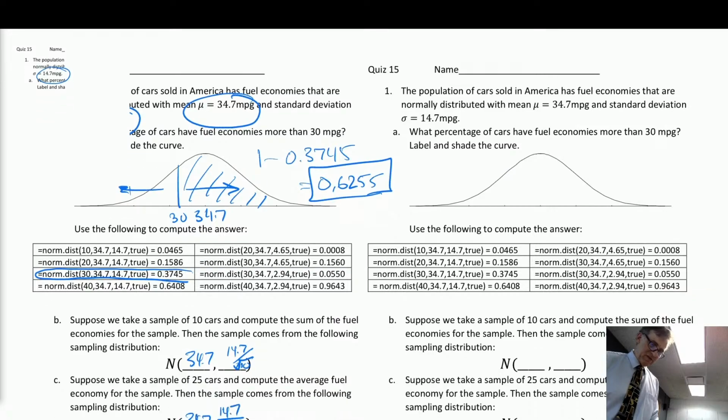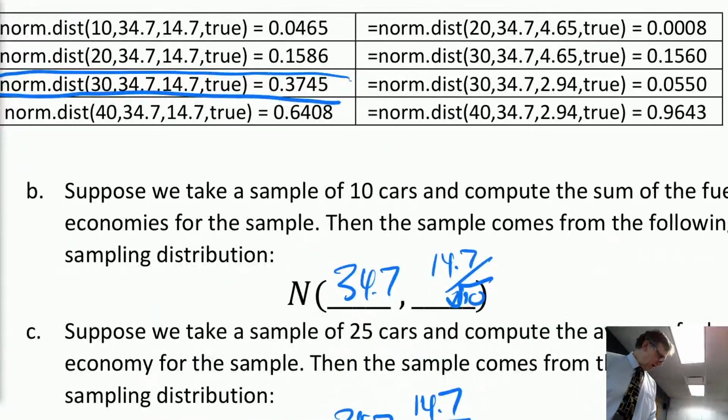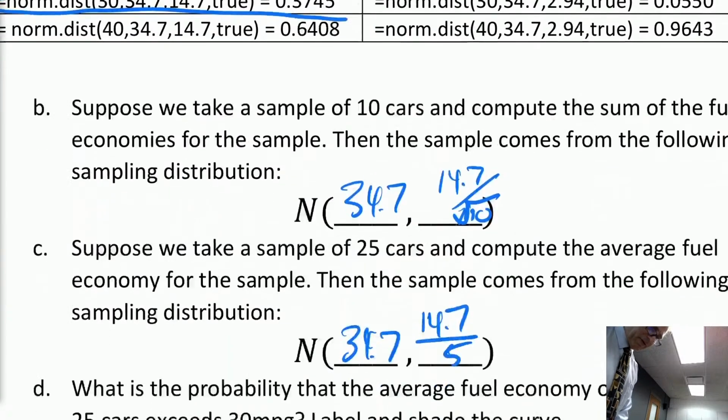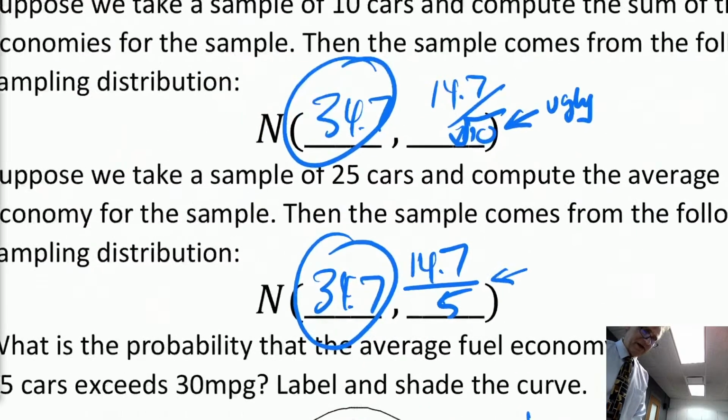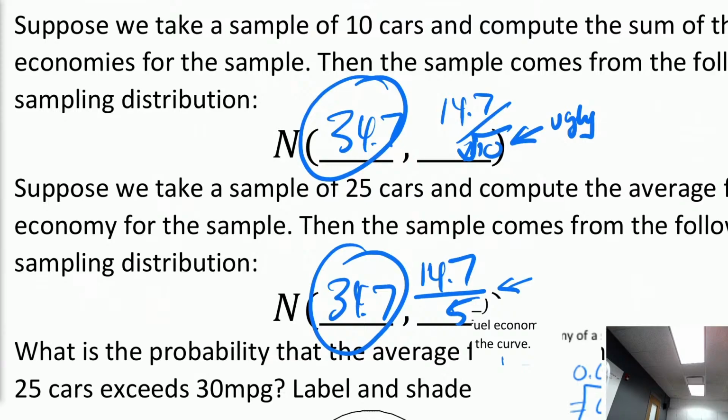Okay, so for the next two, this is 34.7 because the mean of a sampling distribution is the same as the mean for the population. So the 34.7 I put there in both of those slots, and then the standard deviation changes by the square root of n. So here I divided by the square root of 10. This one was a little nicer because I could just write 5. That's the square root of 25, so that one wasn't bad.